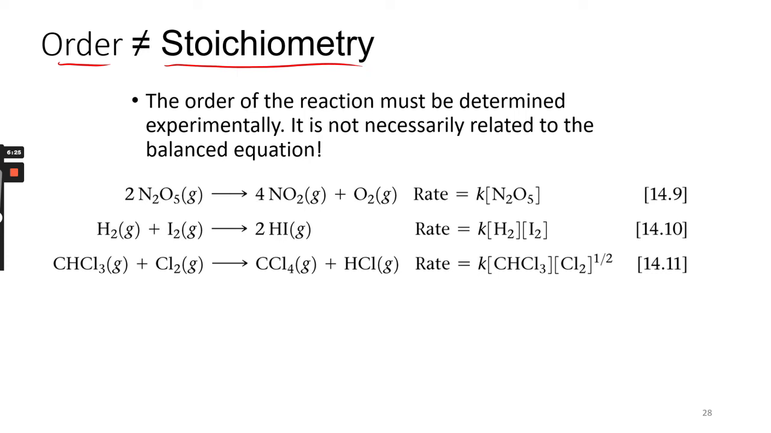Look at this example here. Here we have a 2, a 4, and a 1 here. So the rate that this reaction is going at is not the concentration of N2O5 raised to the 2. It is not. So you can't just look at these coefficients and make them the exponents. You have to use experimental data. Okay, look at this one. The exponent is 1/2. There's no 1/2 here at all.